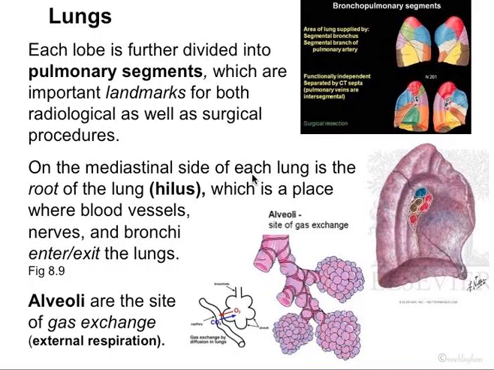And then we get to the alveoli. And alveoli are the smallest little air sacs here, and those are the site of gas exchange. And so that's our external respiration. That's now the place where the oxygen part of the air goes from the atmosphere to the blood system. So the external respiration.